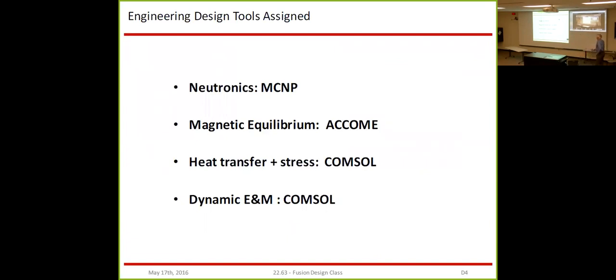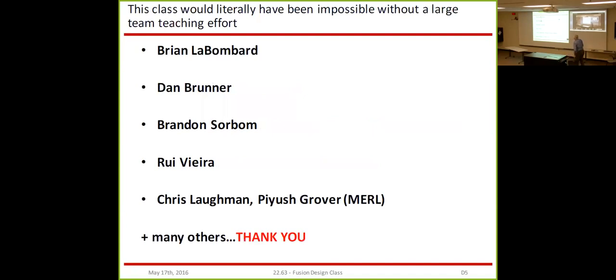I just want to point out that a key educational point of the class is that the students become familiar with modern computational engineering design tools. All the results you will see, even though they can't go into the details, were vetted through these calculations. Neutronics are done with MCNP, the magnetic equilibrium with ACOMI, heat transfer and internal stresses with COMSOL, and there's also some dynamic E&M response, which is also done with COMSOL. The students will not describe those because those are well-known tools.